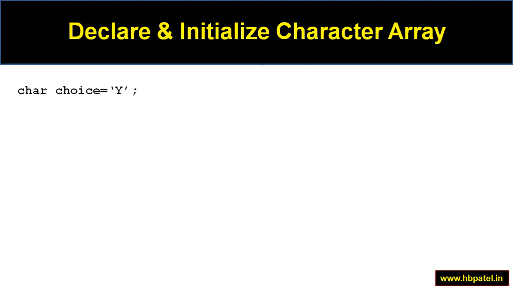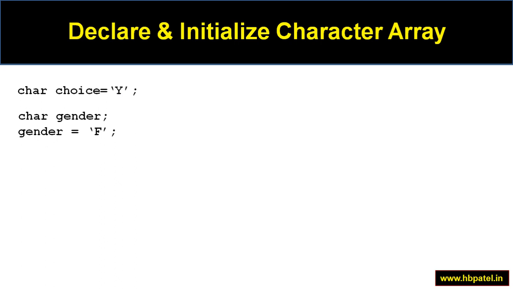First, we declare a character like this: char choice equal to. If we want to initialize, we give a value in single quotes. So char choice = 'y'. Here y is the value of the variable choice. If it is a single character, we specify it in single quotes, and if it is a string with multiple characters, we specify it in double quotes. So single character, single quote; multiple characters, double quote.